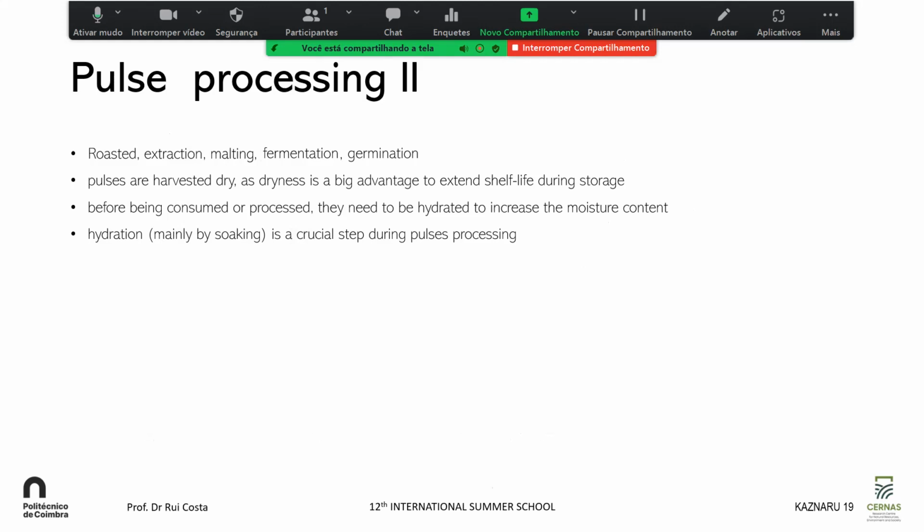So in this case, they all use pulses that are harvested as dried, which in one case is good because if we have it dried, we can have a long shelf life. But when they have to be processed, they have to be hydrated, usually by being soaked. And that hydration usually is the first step of something.